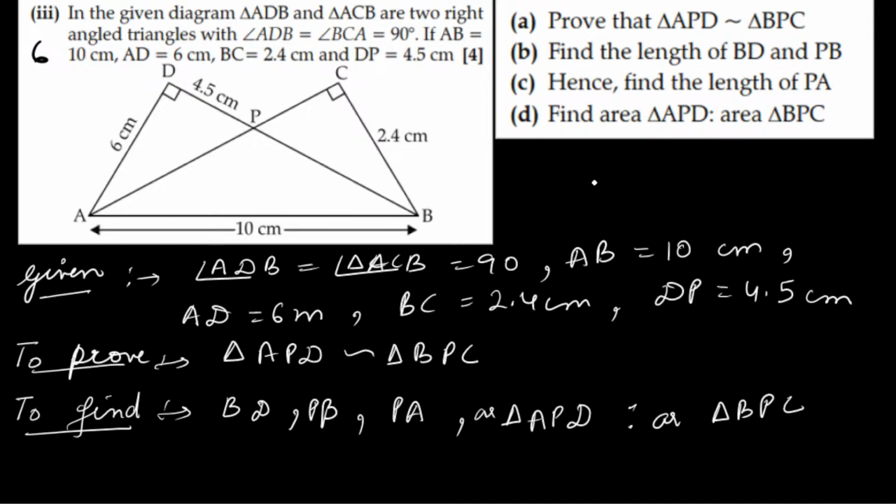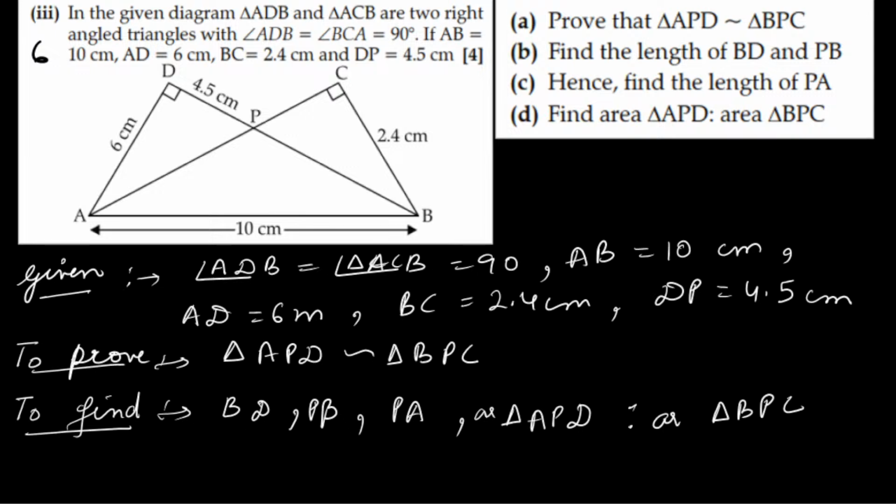Okay, let's do the first one. We have to prove the similarity of the triangles APD and BPC. So in triangle APD and triangle BPC, these two triangles' similarity we have to prove. APD is this triangle. First of all, you should be able to locate the triangle. This is triangle APD and triangle BPC. This one is BPC.